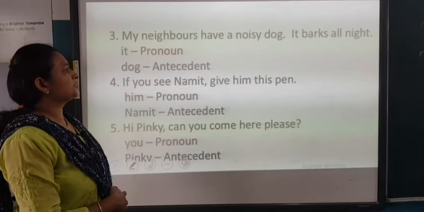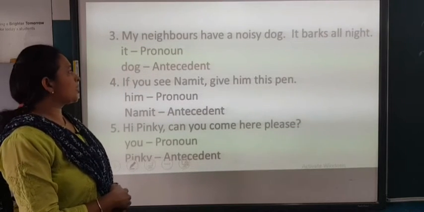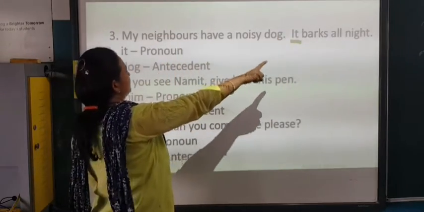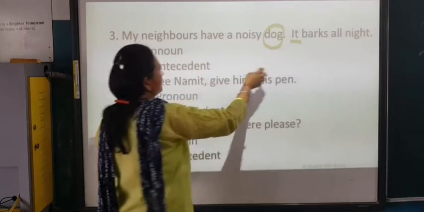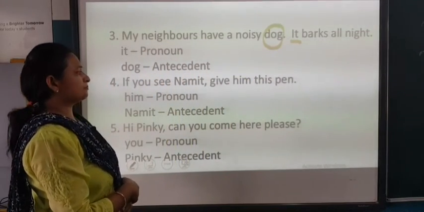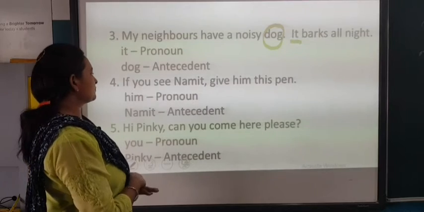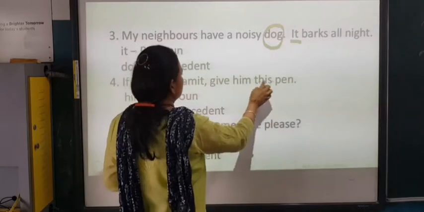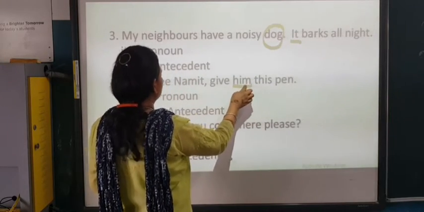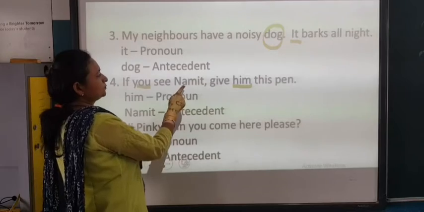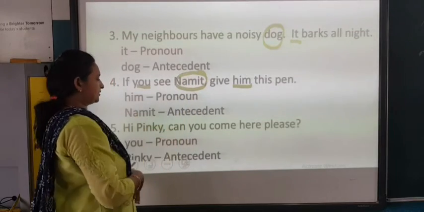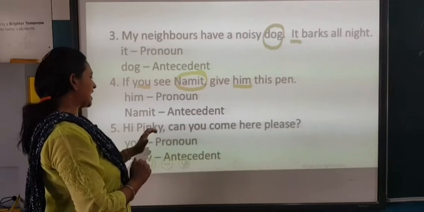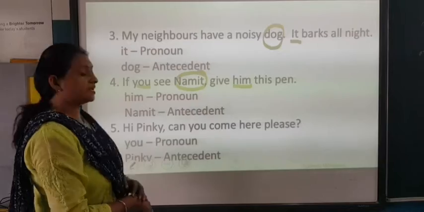My neighbors have a noisy dog. It barks all night. Now where is the pronoun? It. It is a pronoun and it is actually talking about this dog. So dog is the antecedent. See Namit, give him this pen. Now where is the pronoun? You have you, which is also a pronoun, and him. The main pronoun here is him and it is talking about Namit. So Namit is the antecedent. Hi Pinky, can you come here please? Here you is the pronoun and you is talking about Pinky. So Pinky is the antecedent.